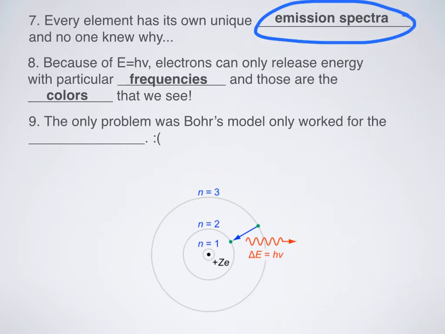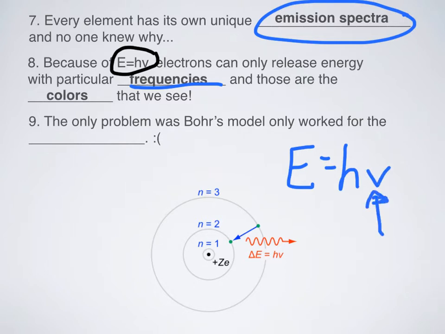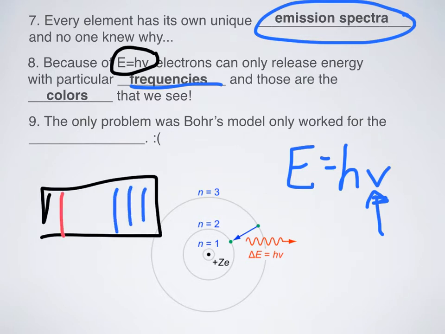Bohr was able to do that, and he used the very useful equation that we got to talk about, E equals h times v. And so what he realized was electrons can only release energy with particular frequencies. How can you calculate those frequencies? E equals h times v. And that v right there is the frequency of light that you get. And that frequency corresponds to, well, if I can try to draw it again, those different colors that you saw with hydrogen and helium and other elements.